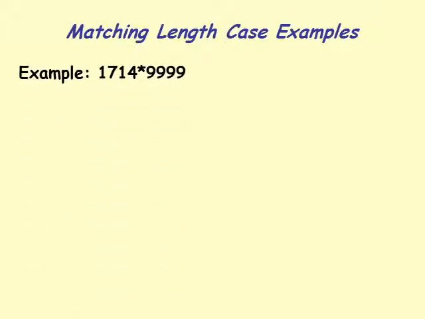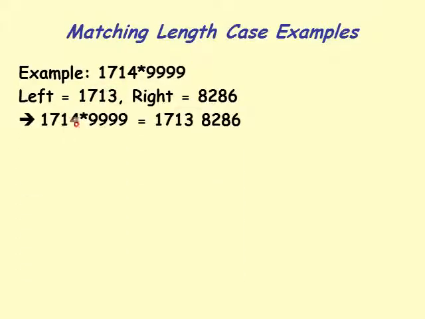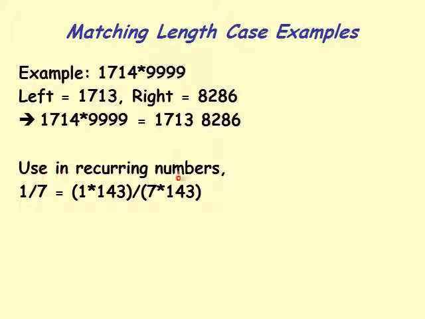Let's do some more examples here. Matching lengths: 1714 times 9999. On the left I have 1713, which is 1 less than before. On the right I have 8286, which is all from 9 and last from 10 of 1714, or all from 9 of 1713. That means 1714 times 9999 is 17138286.